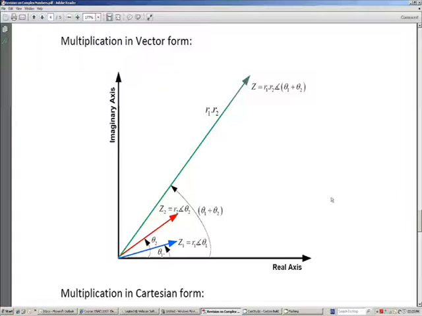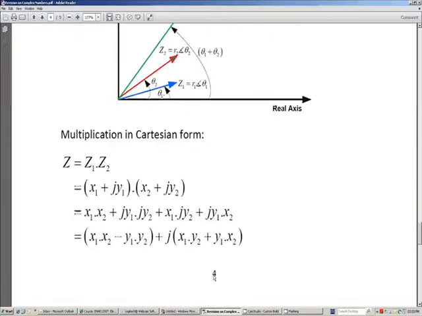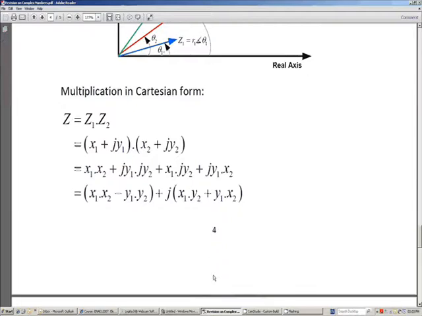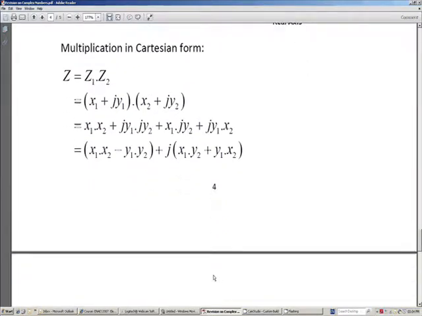I'll not bother to show you the division in vector form. All you need to do is to get the ratio between the two magnitudes and the angle difference and construct a vector. So it won't be this long in that case, and will be rotated the other way around a bit depending on the angle difference. So, and then let us also look at multiplication in Cartesian form. It can be done. It's a bit cumbersome to do that.